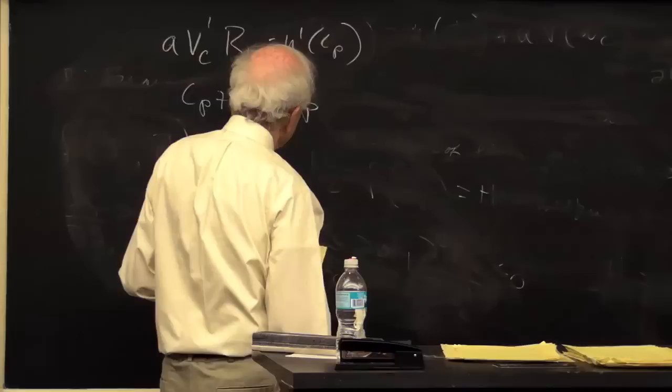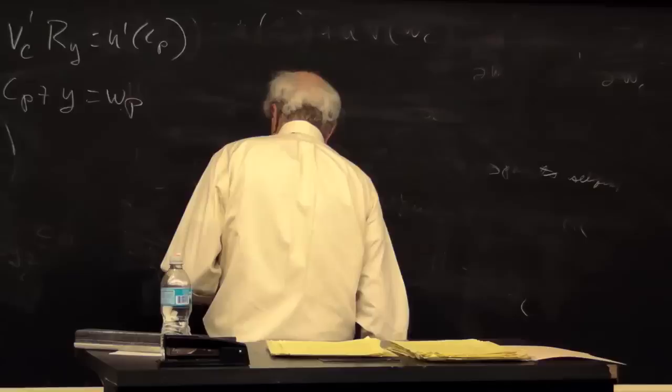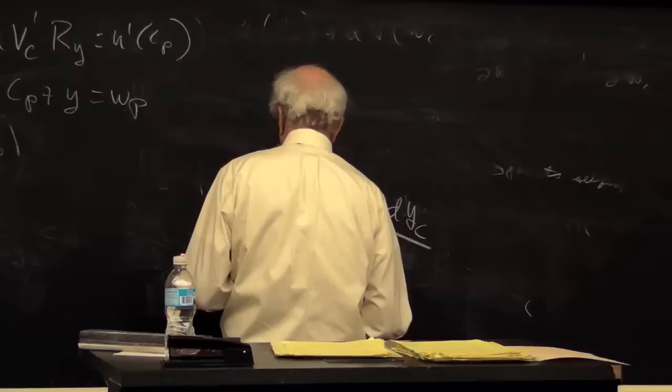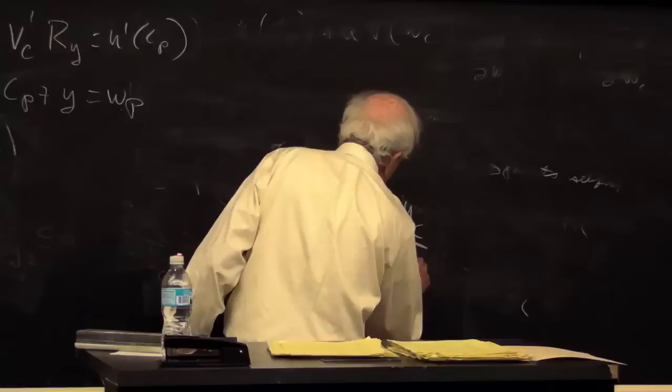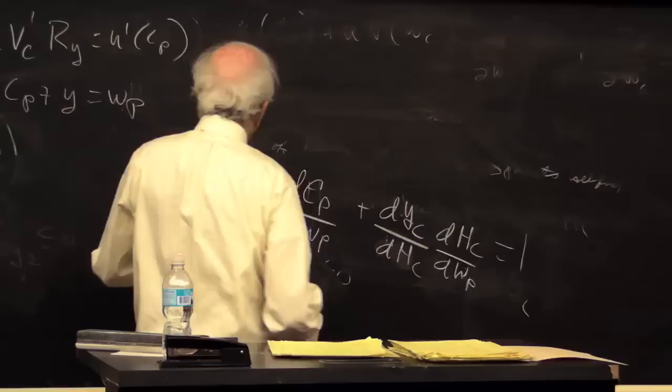So to do that, we differentiate these two equations with respect to WP, and we would get, on the one hand, for this equation, let's put it down here, dC_P/dW_P, plus the term dY/dC, dH_C/dW_P. So now we're going to ask how W_H changes. And that's going to be equal to 1, right? Just differentiating that.